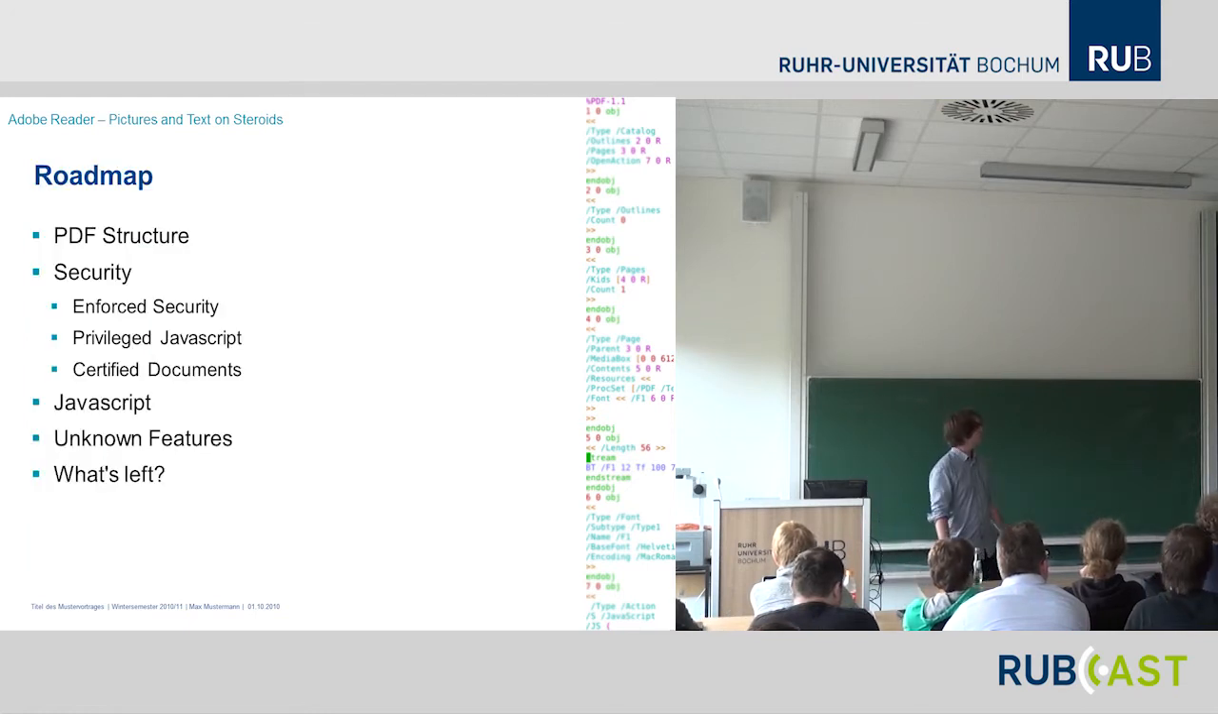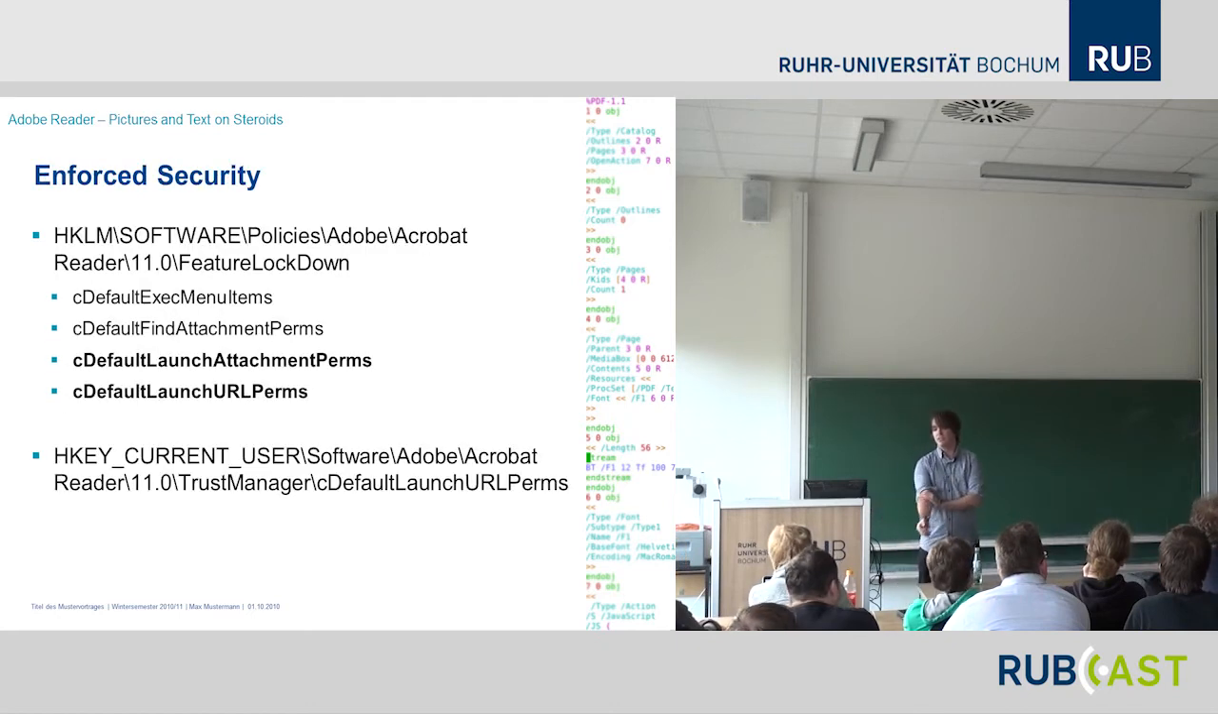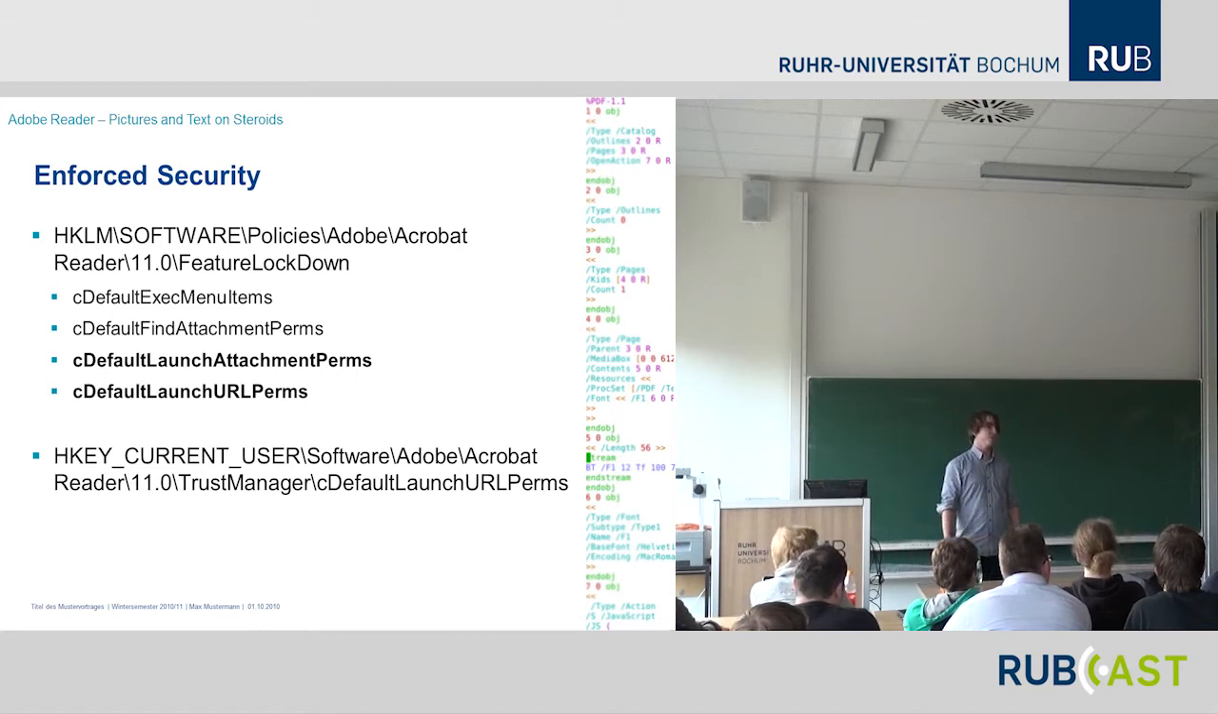So let's look at some of the security. There is enforced security. With this, I mean there is a registry key in local machine, which is called feature lockdown. It has, I think, 5-6 entries, but only 2 are really interesting. The second one I put here is in current user. And as an example, this one saves all PDFs which are allowed to open a URL. So if a user clicks allow, it's actually there.